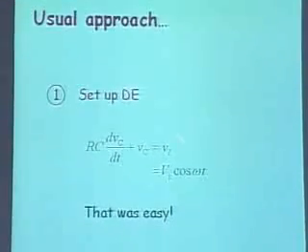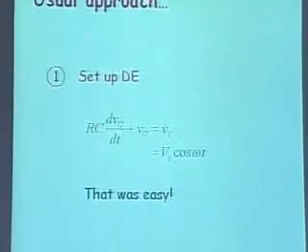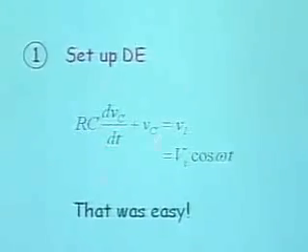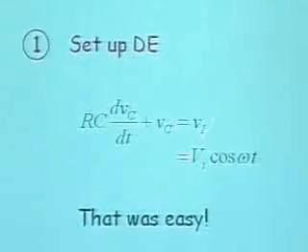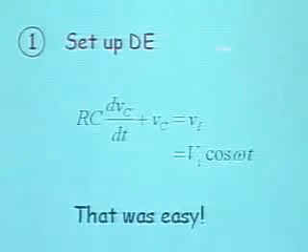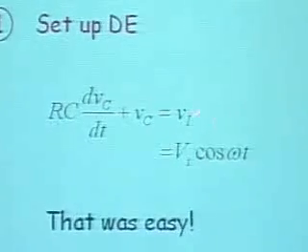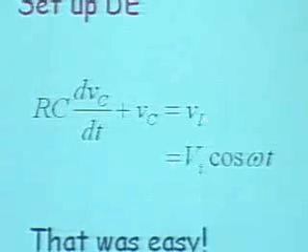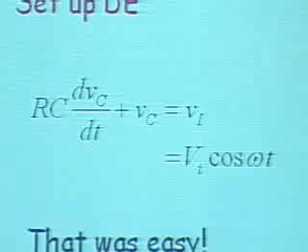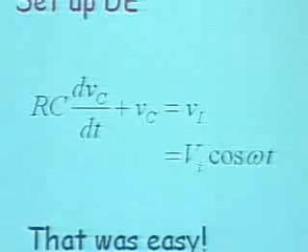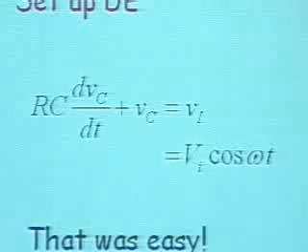Step 1: write the DE. That's easy. We've done this before for the RC circuit. It's RC dVC/dt plus VC equals VI. This is no different from what you got for your RC circuit with a step input, just that my input is VI cosine of omega t in this case. It's not just a DC voltage VI. Stare at that. Enjoy it while the going is easy.